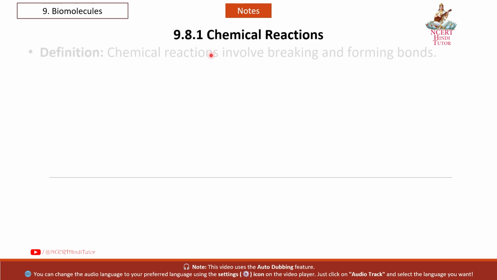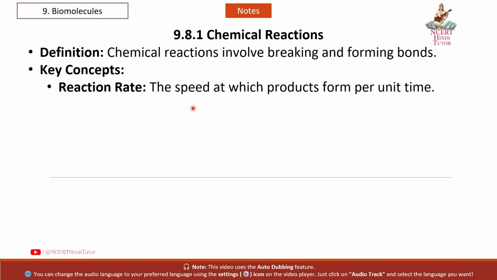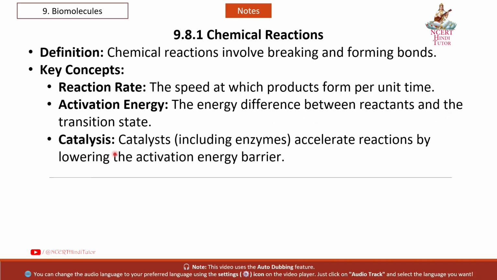9.8.1 Chemical reactions. Definition: chemical reactions involve breaking and forming bonds. Key concepts: reaction rate, the speed at which products form per unit time; activation energy, the energy difference between reactants and the transition state; catalysis, catalysts including enzymes accelerate reactions by lowering the activation energy barrier.